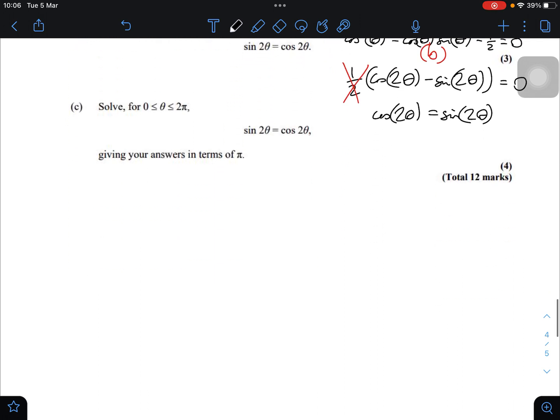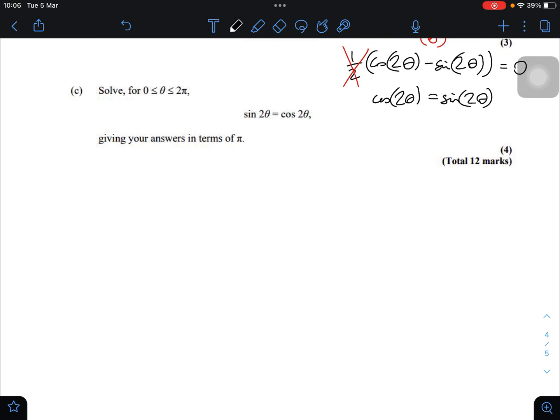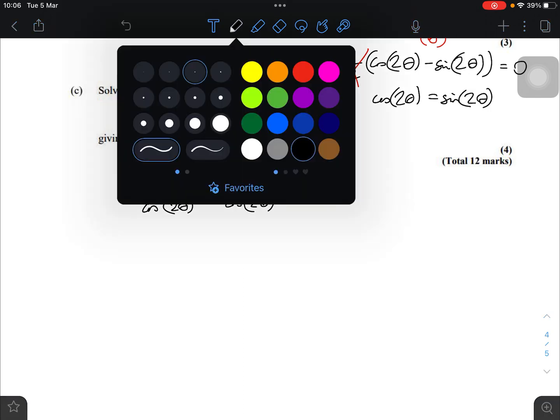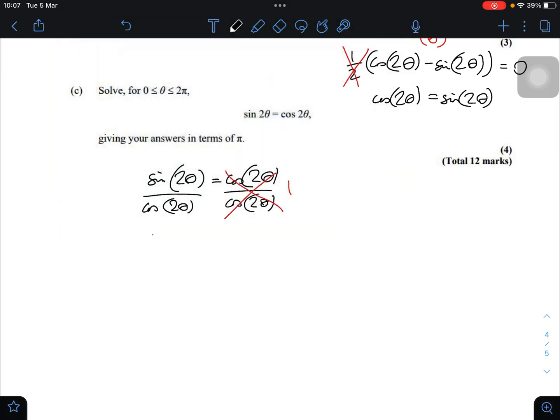And hence, solve for theta between 0 and 2 pi. So I've got sine of 2 theta equals cos of 2 theta. First step would be to divide by cos 2 theta. If I divide through by cos 2 theta, I'm going to find that these two here cancel. Well, they don't quite cancel, I'm left with 1. And then the others are going to give me tan 2 theta equals 1. Great.